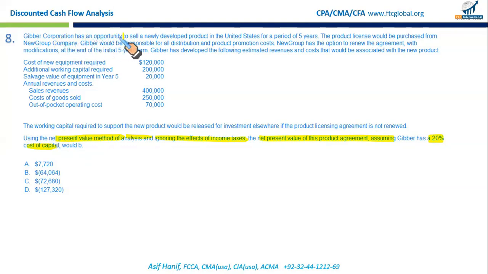Gibber Corporation has an opportunity to sell a newly developed product in the United States for a 5-year period. The product license would be purchased from New Group Company. Gibber would be responsible for all distribution and product promotion cost. New Group has the option to renew the agreement with modification. Okay. At the end of the initial 5-year term, you have the option to renew it.